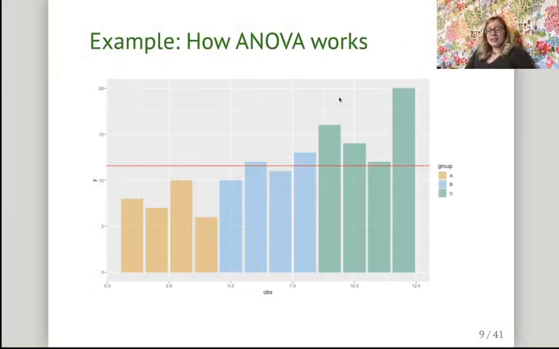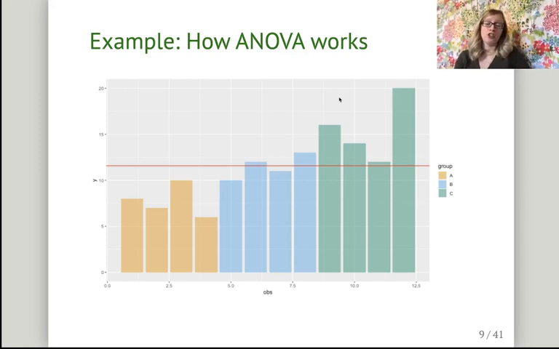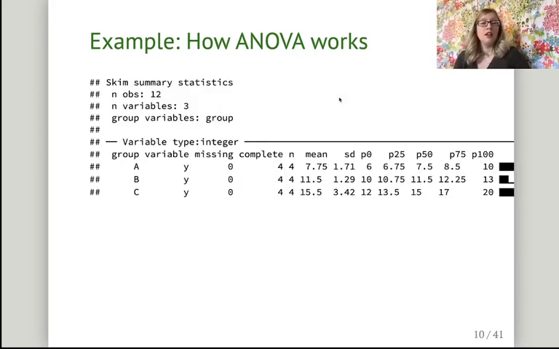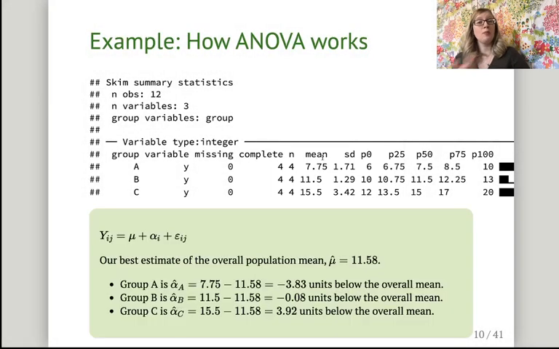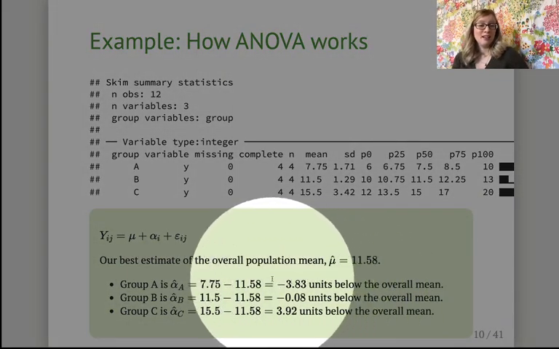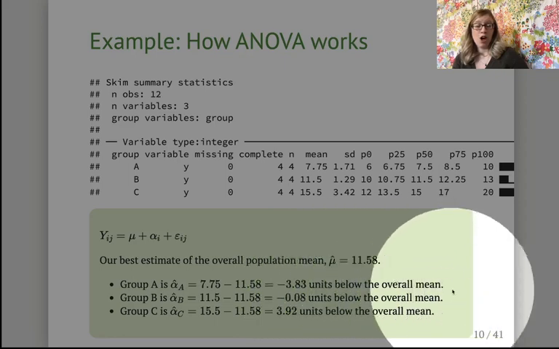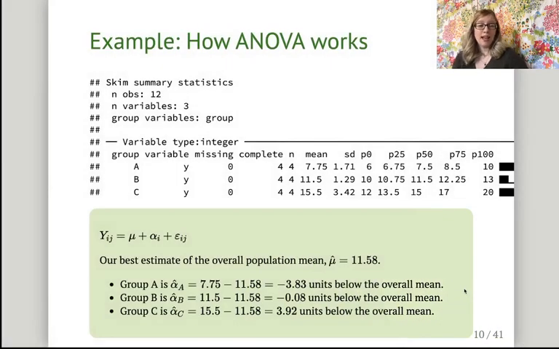Now what I need to do next is measure, well, how far each of these groups actually is from the overall grand mean. So I'll group my observations up into group A, group B, group C, and look at those means. So group A has an average of 7.75. That means that group A is on average 3.83 units below the overall mean. Group B has an average of 11.5, so on average group B is pretty close to the mean, just a little bit below. Group C is on average a little bit higher than the overall mean. This is a typo, by the way, this should say above.